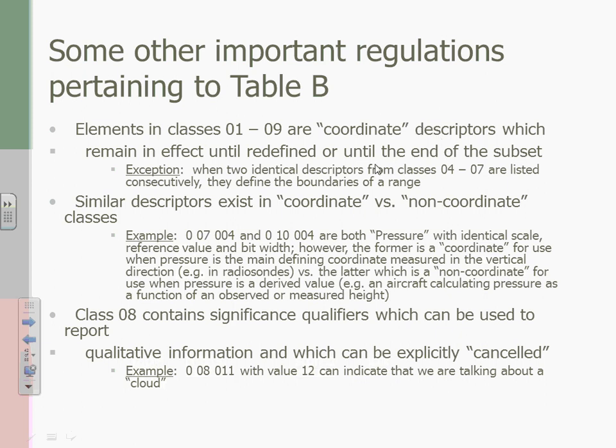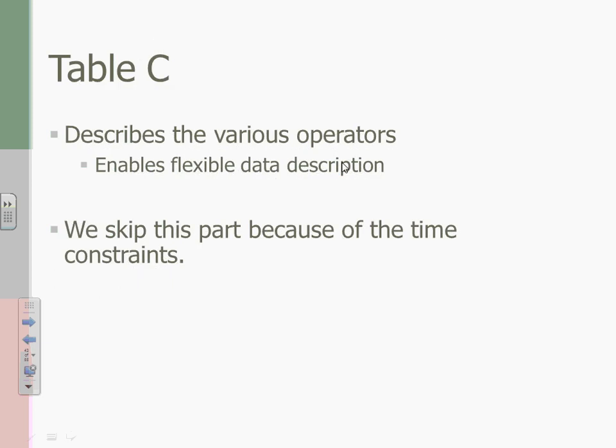Sorry, this is a little bit complicated, so I'll skip it now. Table C is descriptors or operators, and we can manipulate the meaning of descriptors using these various operators, but we also skip it because of time constraints. So you can always refer to the manual codes.